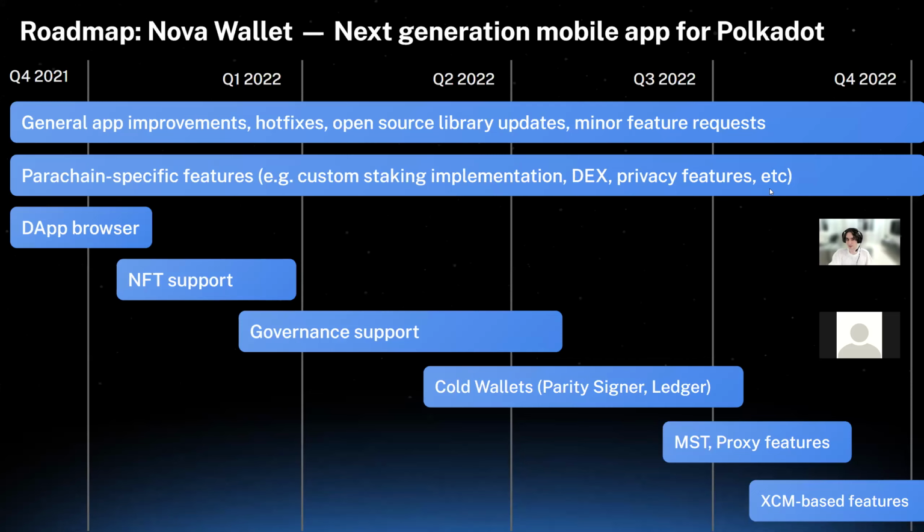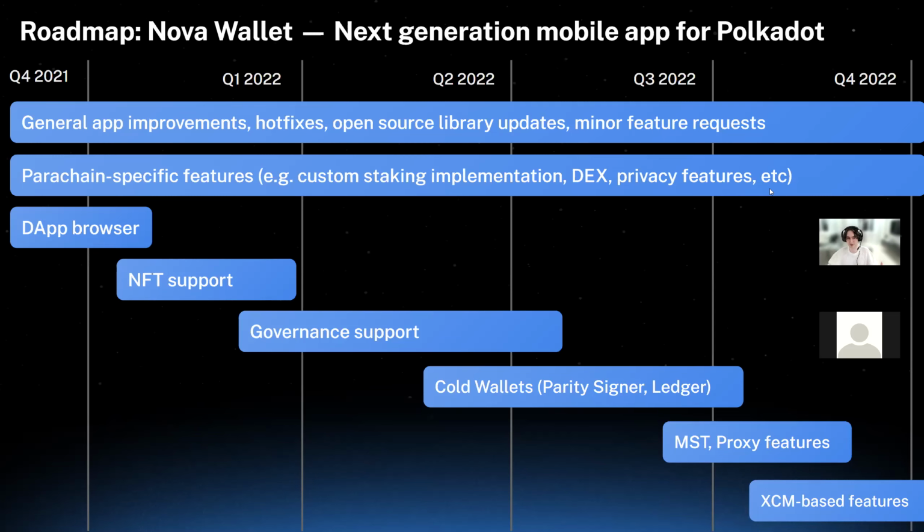Privacy features and others, which are basically a huge spectrum of specific parachain features which we will see in the ecosystem, especially in the next year, during which parachains will start to shine. But in terms of the general features, our will is to come up with proposals to Kusama Treasury to implement those, and they are the following.